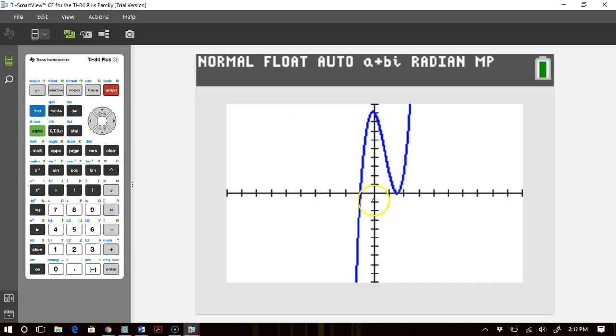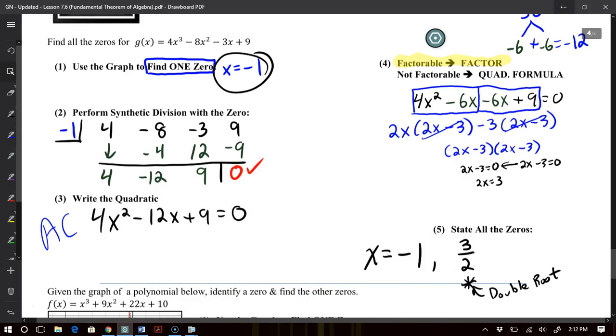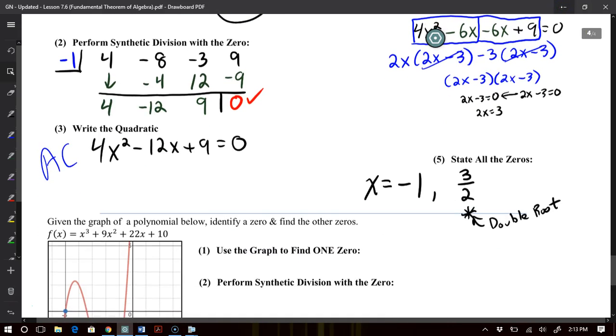And now when I look at the graph, I do see it bouncing, and that's a characteristic of a double root. And so we're solved. But the problem is we don't have all of our factors. I know 2 of them. I know 2x minus 3 and 2x minus 3. That we found by doing, that's right, the AC method.